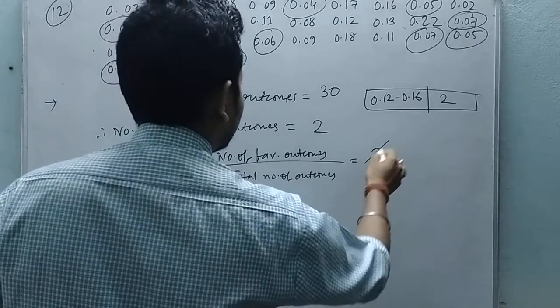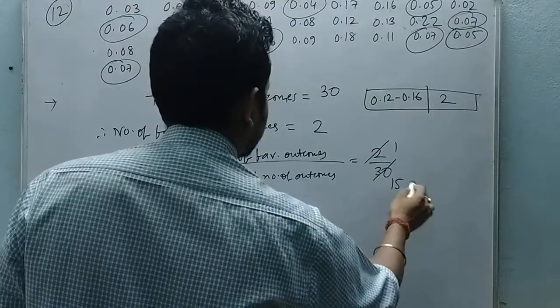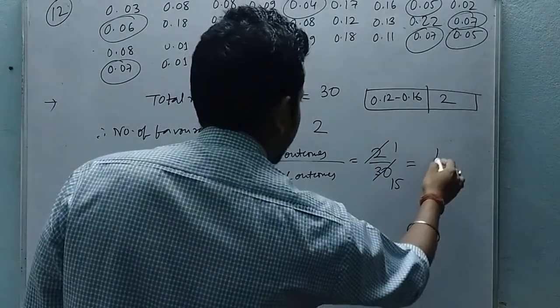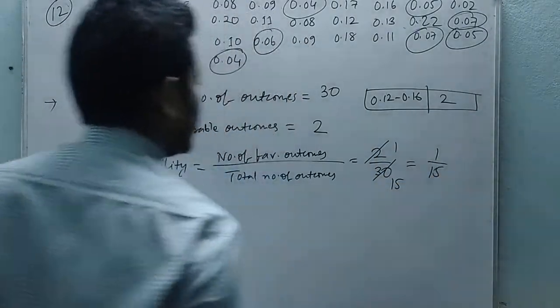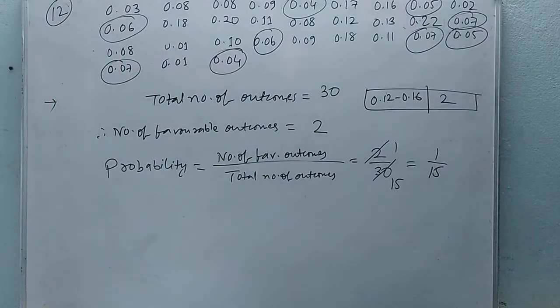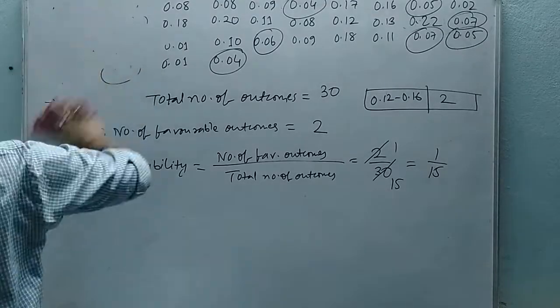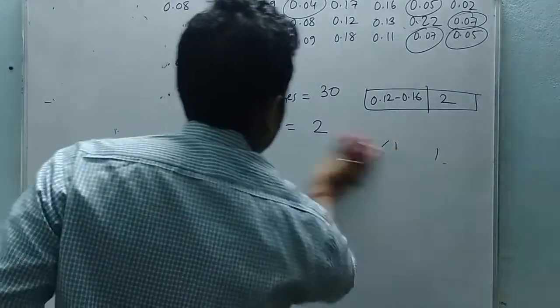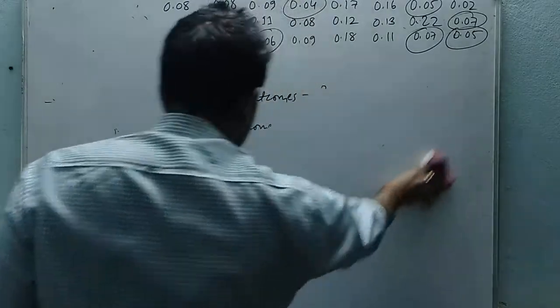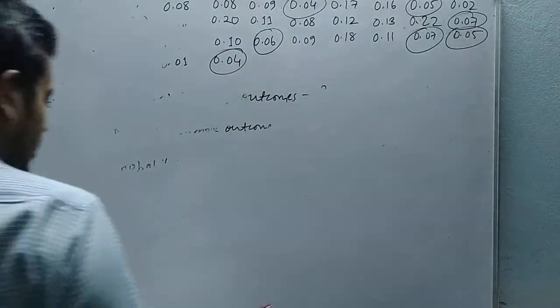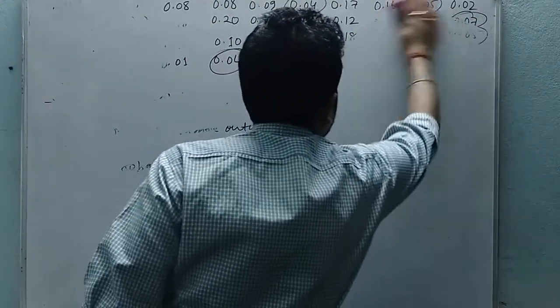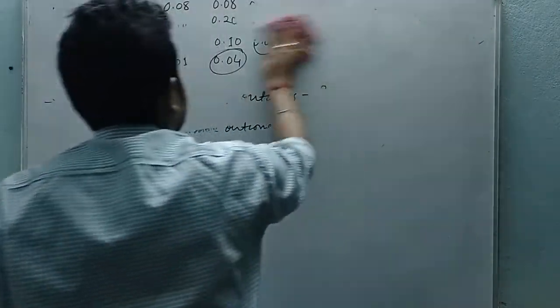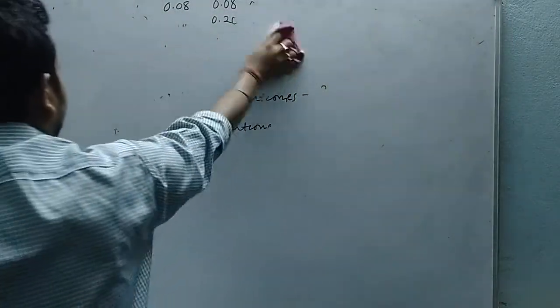You can cancel it by 2. 2 1s are 2, 2 15s are 30. So 1 upon 15. Okay, so this is the answer of question number 12. Now see question number 13. Question number 13 is also the same kind of question. You have to write it down from exercise 14.2, question number 1.